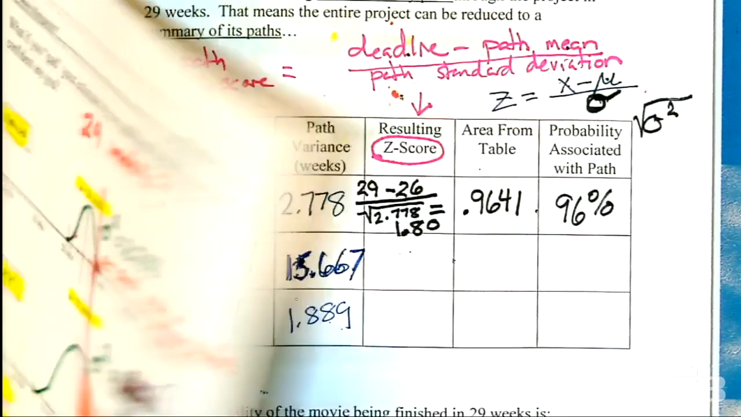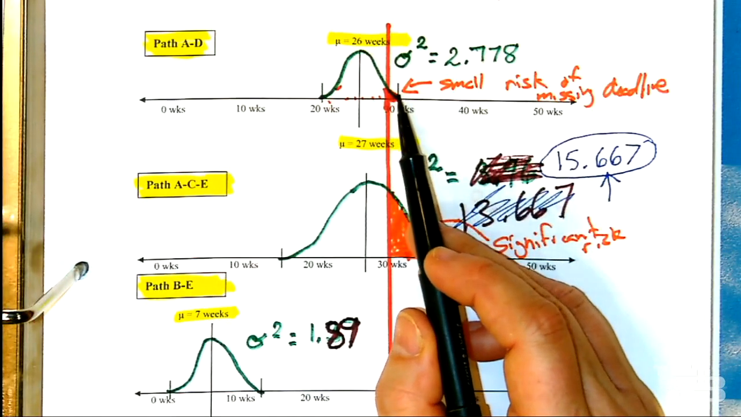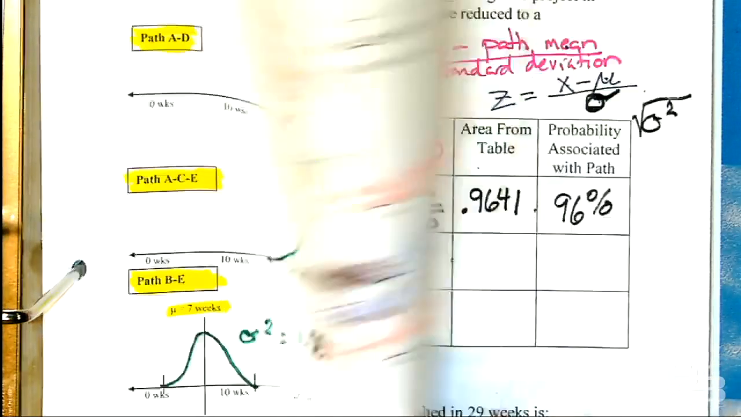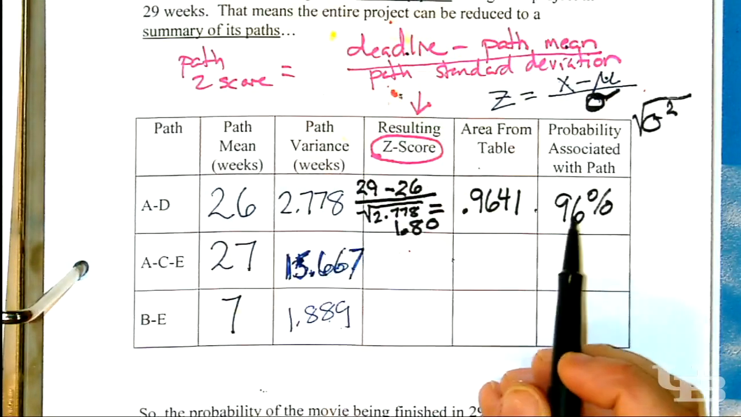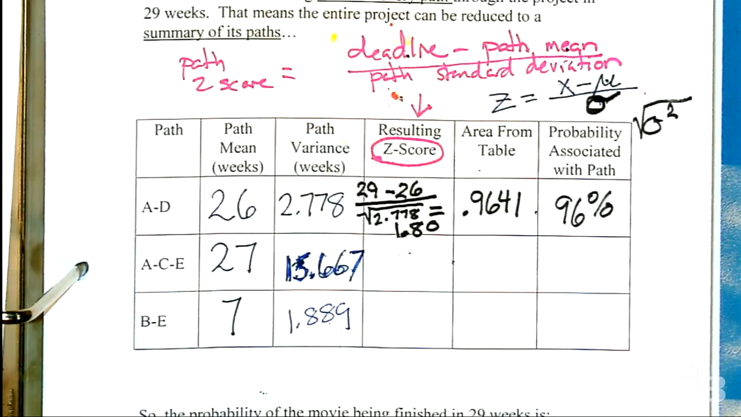Remember that one? We don't have to draw it, but we said there's a slight, small risk of missing the deadline. What the table is telling us is there's a 96% probability of actually making the deadline. So, just logic, there's about a 4% chance of missing the deadline, and that's what we were seeing. There's a little bit of a risk of missing the deadline from path AD.